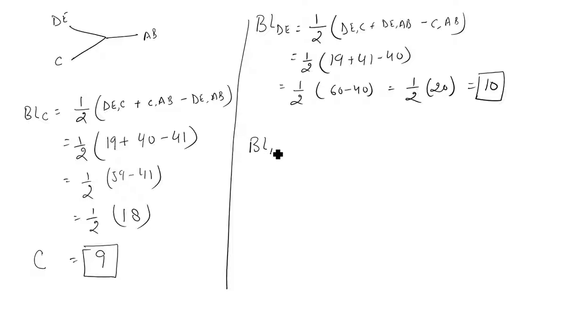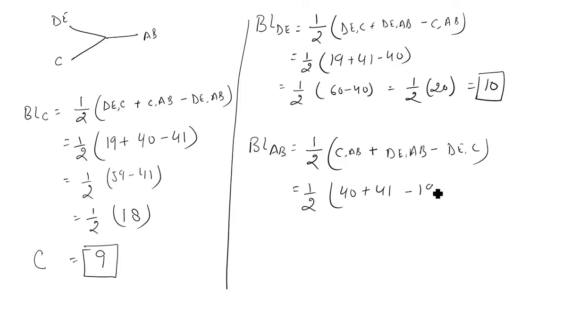Now branch length of AB is 1 by 2 times C comma AB plus DE comma AB minus DE comma C. So it means 1 by 2, CAB is 40, 40 plus 41 minus 19. So 1 by 2 of 81 minus 19, which is 62. So the AB value will be 31.